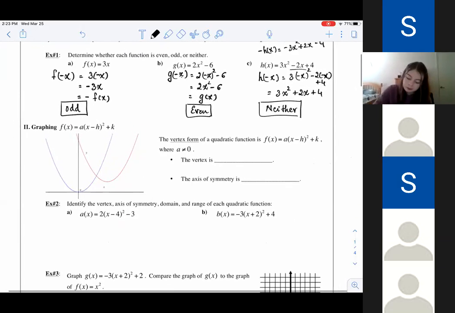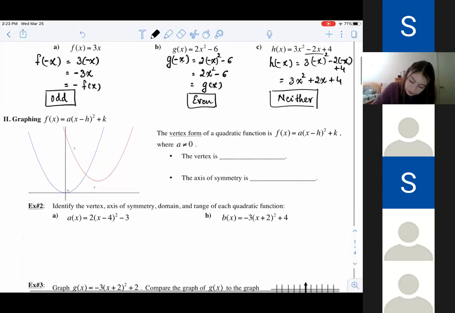Now let's get into the real topic of the lesson, which is how are we going to graph if the function looks like this? And I want you guys to look at it very carefully. See the form? It's a little different than what we have seen in the other 3 lessons. We are going to call this form vertex form.